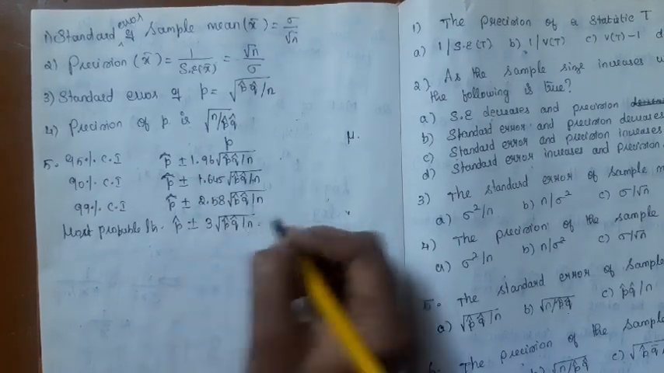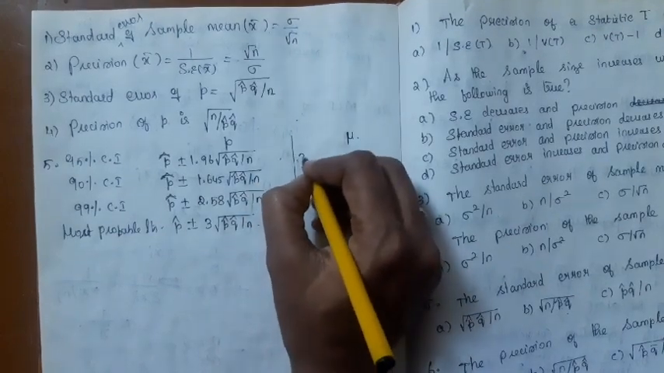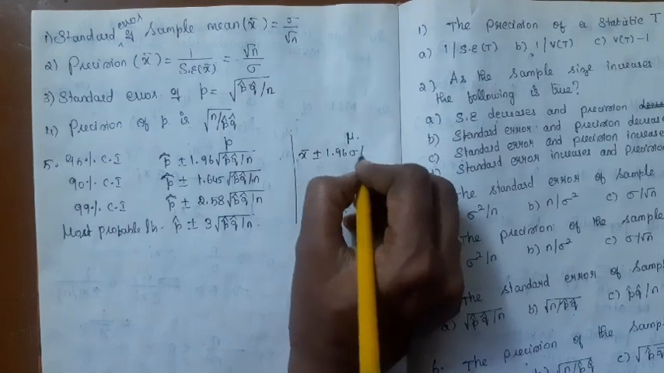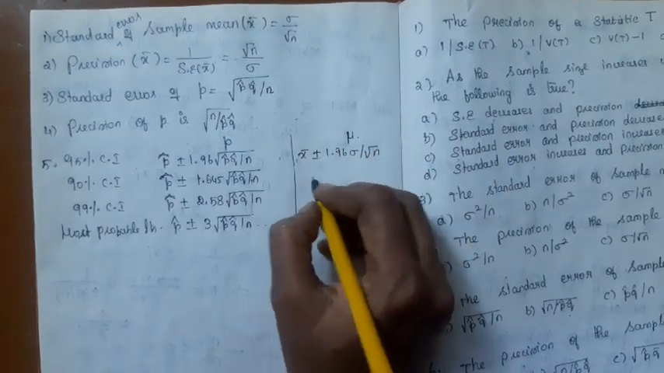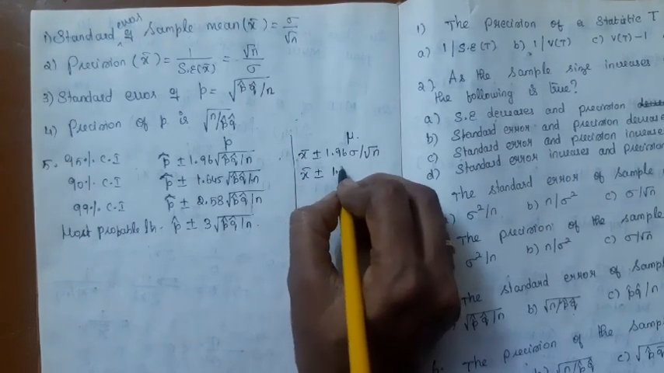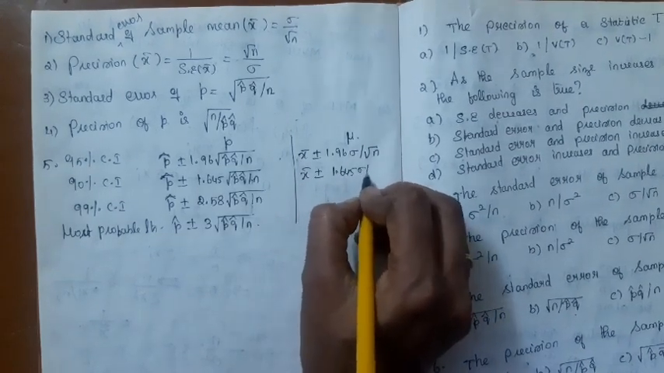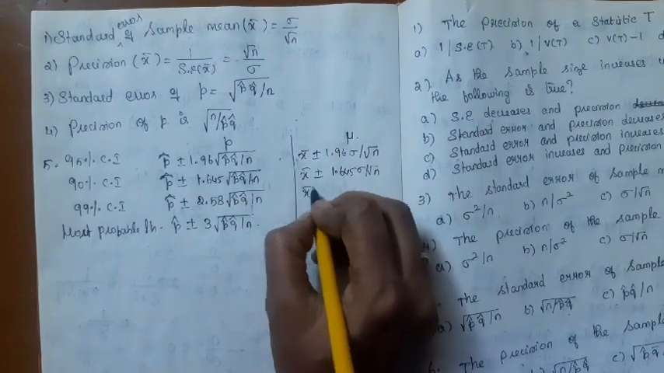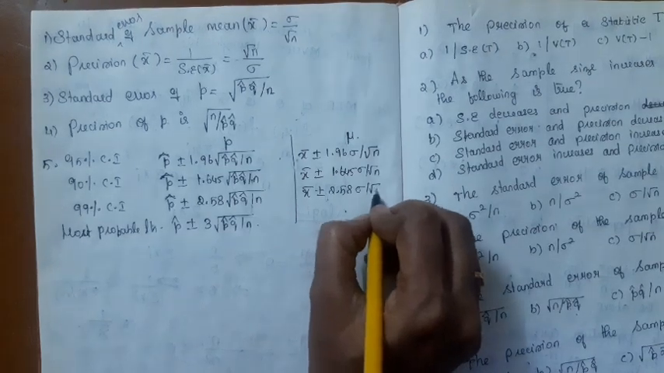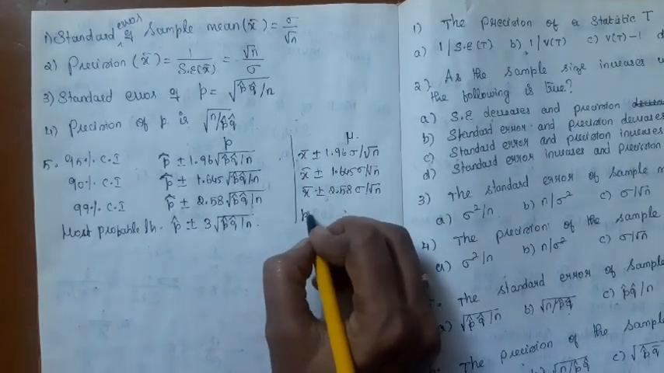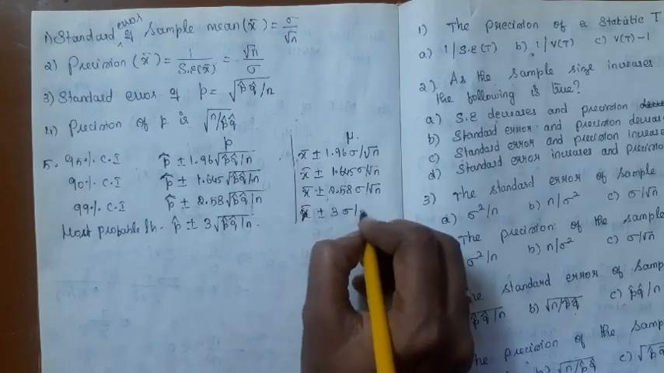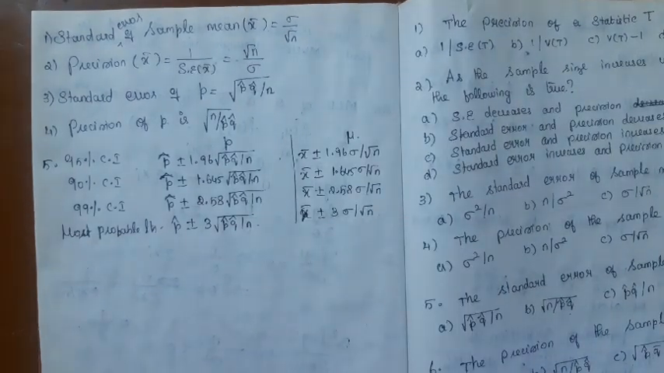And for the population mean, it is x bar plus or minus 1.96 into sigma by square root of n. Here it is x bar plus or minus, for 90%, 1.645 into sigma by square root of n. X bar plus or minus 2.58 sigma by square root of n, and here the most probable limits are nothing but 3 sigma limits. Okay, fine.